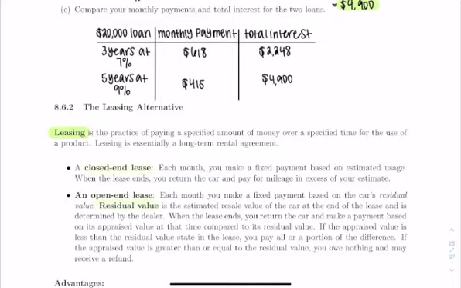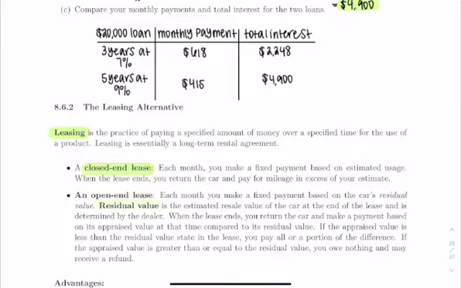Leasing is essentially a long-term rental agreement. So we have two different types of leases. We have a closed-end lease, which just means each month you make a fixed payment based on estimated usage. When the lease ends, you return the car and pay for mileage in excess of your estimate.